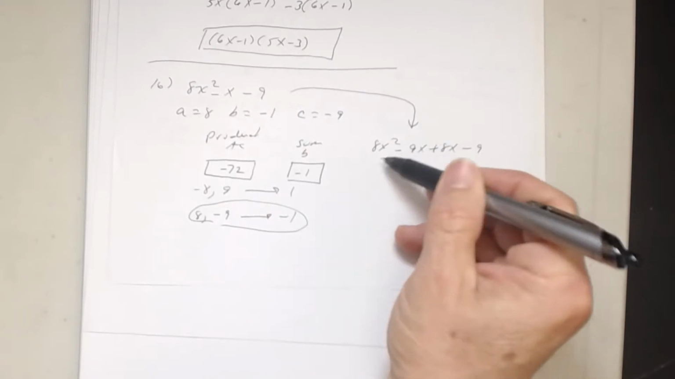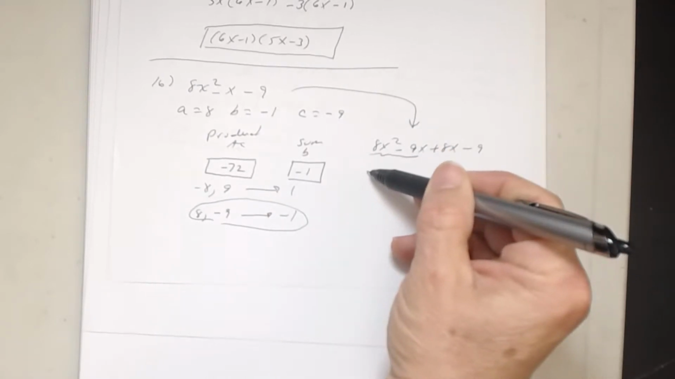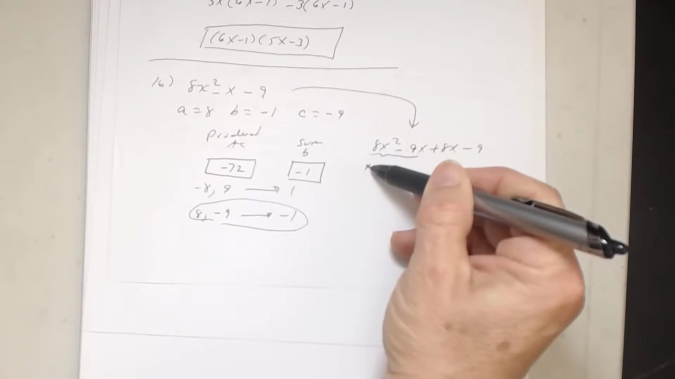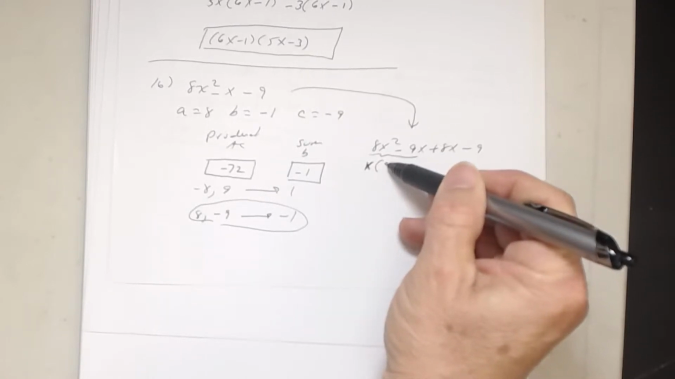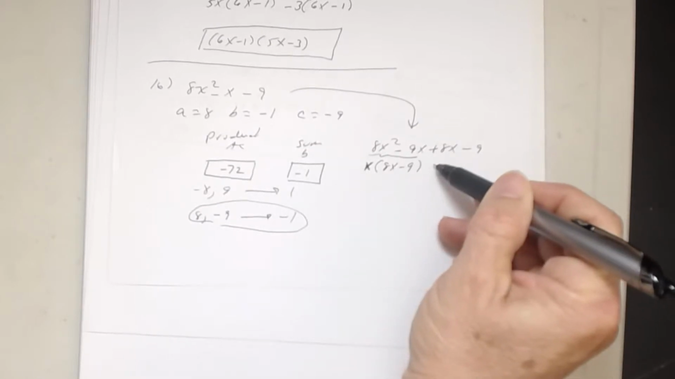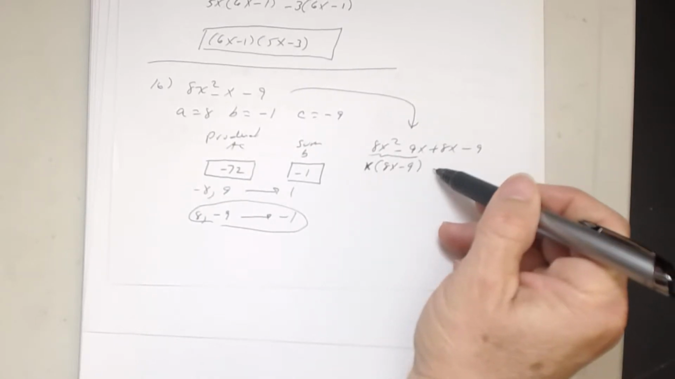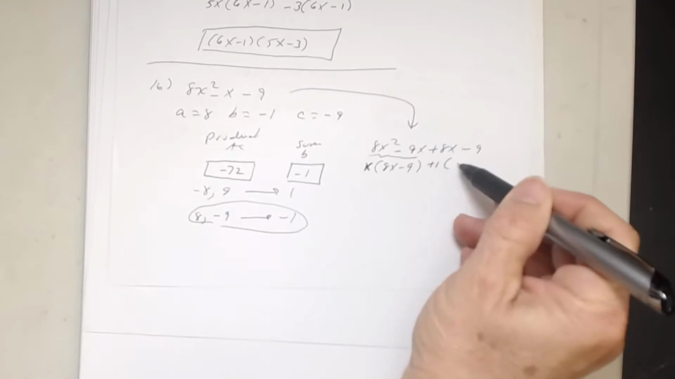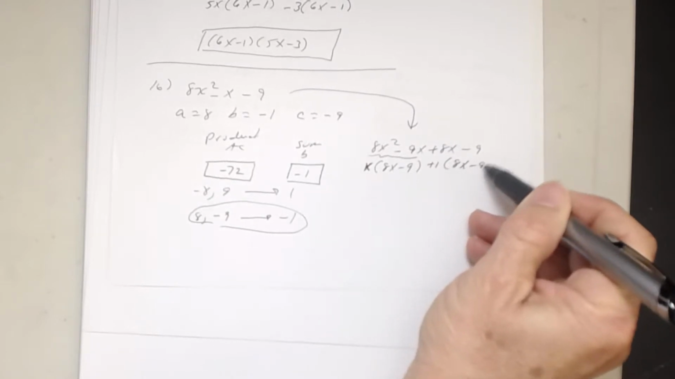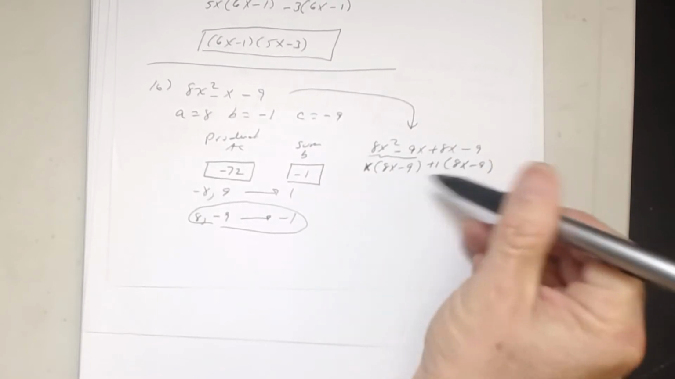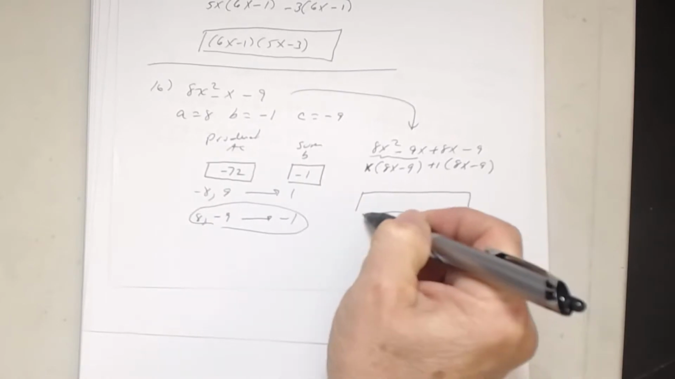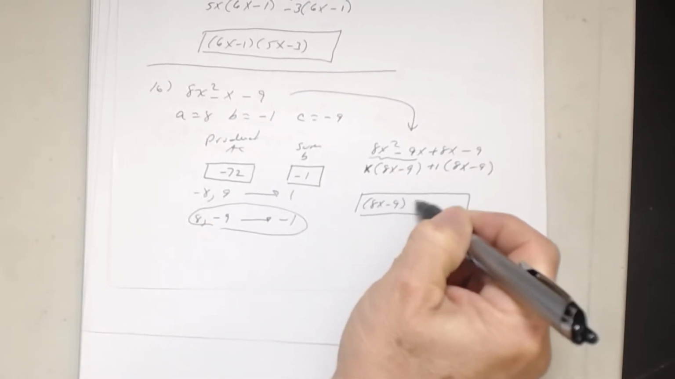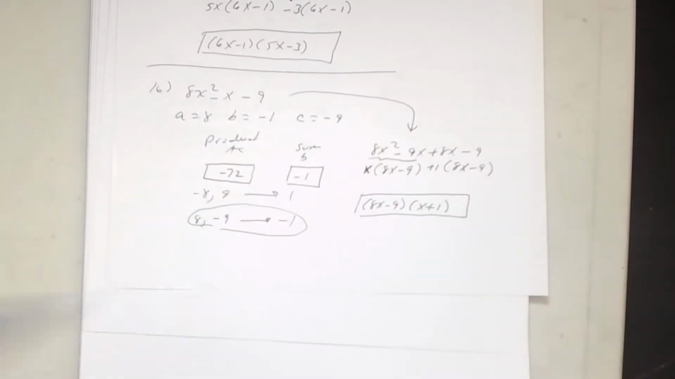Since I'm writing it this way, what's the GCF of the first two? Nope. X. Not 1. They both have x in common. X times what? Okay. What's the GCF of the second group? 1. Plus 1 times what? 8x minus 9. Parentheses are the same, which is what I want. So now what's the answer? X plus 1. 8x minus 9 times x plus 1. So that's your answer.